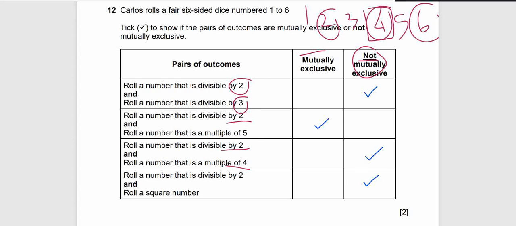Next, again, the number that is divisible by 2, so it's 2, 4, 6. And then roll a square number. Square numbers: 1 squared is 1, 2 squared is 4, so there's an overlap in 4, so it's not mutually exclusive. Right, let's move on.